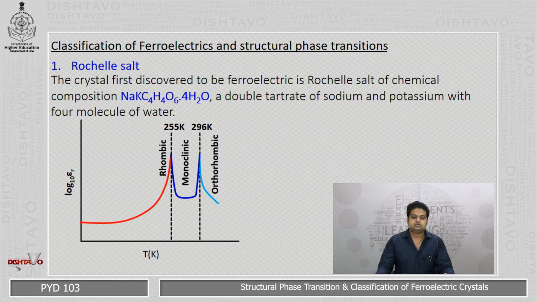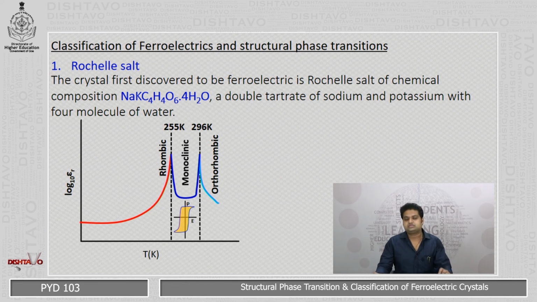So orthorhombic and rhombic are non-ferroelectric phases of Rochelle salt. Listen carefully, they are non-ferroelectric phases of Rochelle salt. So Rochelle salt shows ferroelectricity only in the monoclinic phase, that is between 255 and 296 Kelvin. This particular temperature has a special term called the Curie temperature. Beyond this and before this, the phase changes as a phase transition. It's called the Curie temperature.